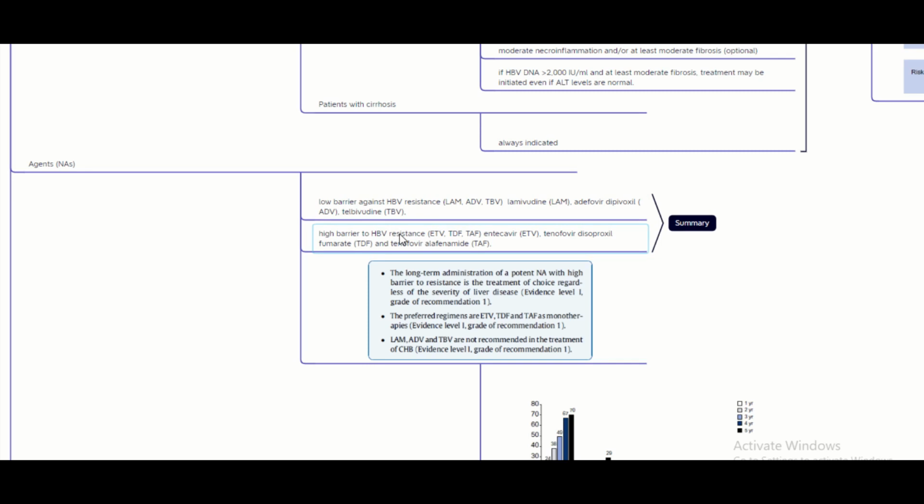The high barrier to resistance drugs are entecavir and tenofovir, which has two variants, the disoproxil and the alafenamide. These two types of tenofovir are now the golden standard because they are the same one used for HIV. And since we have a lot of patients with double infection of HIV and HBV, tenofovir has become one of the most popular drugs used for treatment.